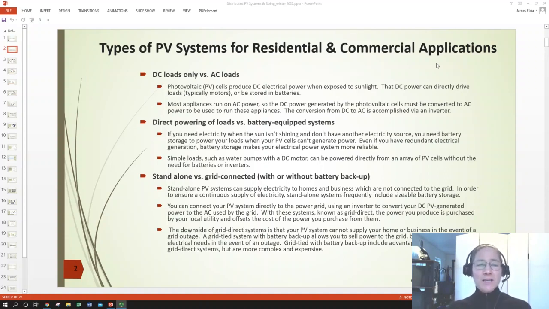With that little intro, we're going to start with what are the different types of photovoltaic systems used for residential and commercial applications, which means for distributed systems. First off, we have the type of electrical power we're generating. We can either have DC or AC, direct current or alternating current, in terms of the loads that our system is powering. Obviously, photovoltaic cells are going to produce DC as opposed to a rotating turbine generator, which produces AC.